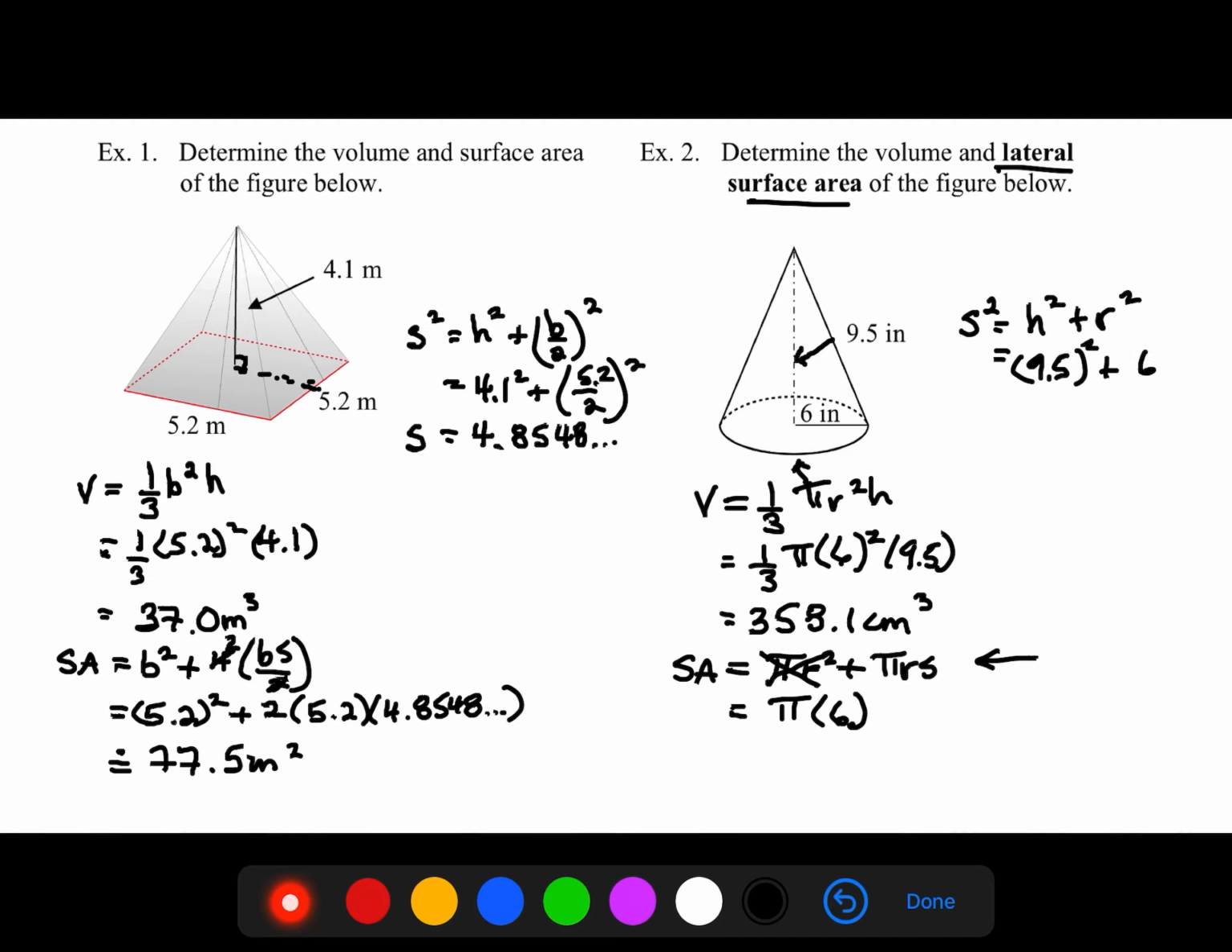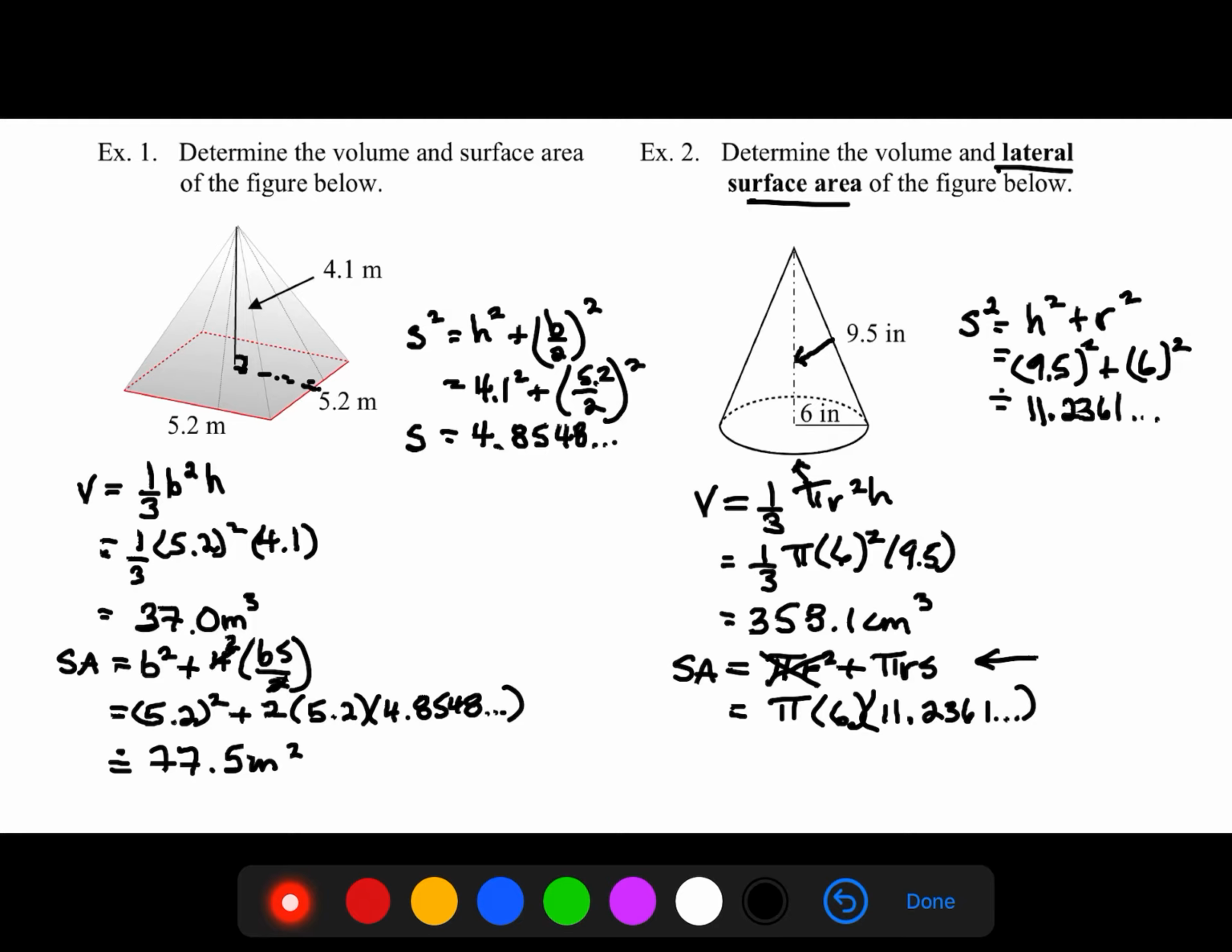So again, we're going to have to calculate our slant, and we're going to have our height squared plus radius squared. So we're going to have 9.5 squared plus 6 squared. Punching that into our calculators, 9.5 squared plus 6 squared equals and square root. And again, we're going to keep extra decimal places here because we know we want as precise an answer for our surface area as we can.